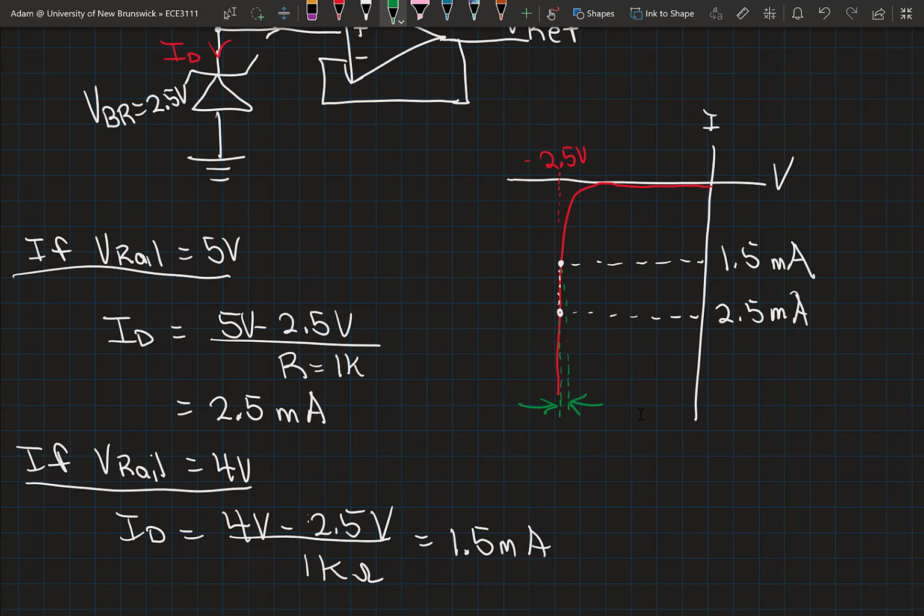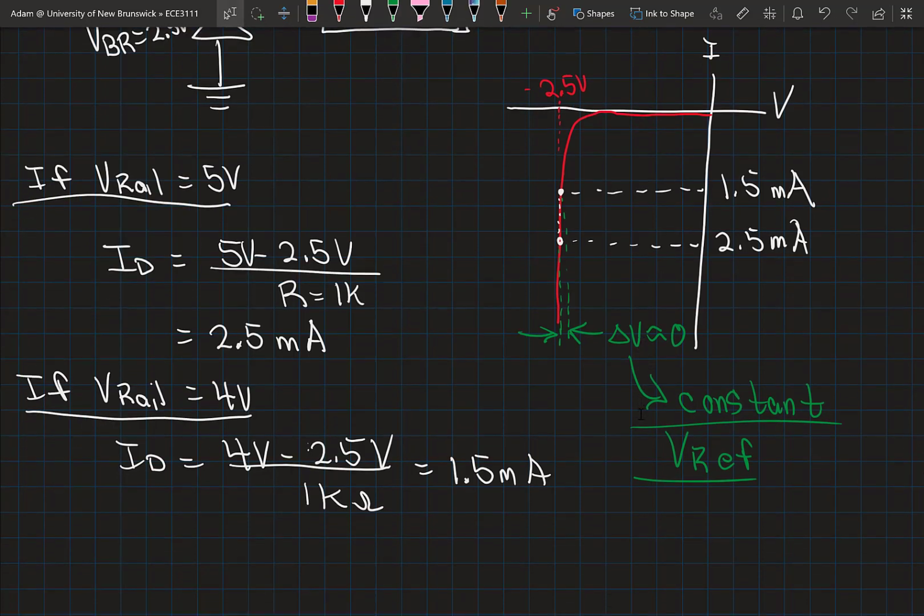So this delta V here is approximately equal to 0. My impact is that I have a constant reference voltage being generated independent of the fluctuations in my power supply voltage or my rail voltage.